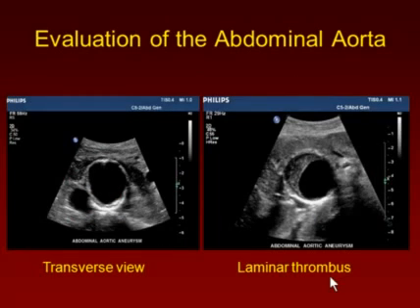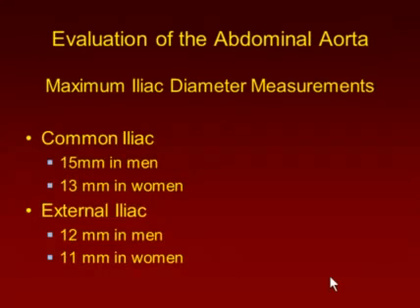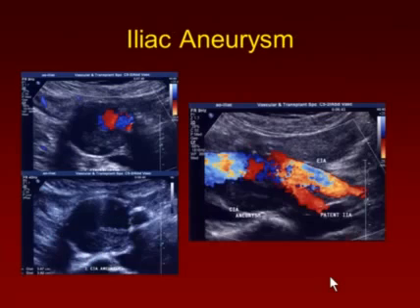So this is a transverse view of a fusiform aortic aneurysm. We'll evaluate that, measure carefully, and estimate the amount of thrombus that might be present within the lumen. The iliac arteries generally are about 15 millimeters in size in men and a little smaller in women, and the externals are a little bit smaller than the common iliacs. When an iliac aneurysm is encountered, and this is a very large iliac aneurysm, almost 4 centimeters, we need to measure that. Again, estimate the amount of thrombus within that.